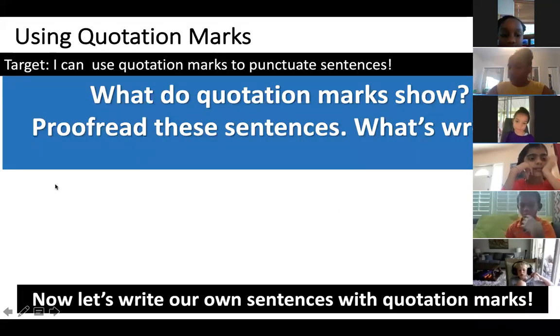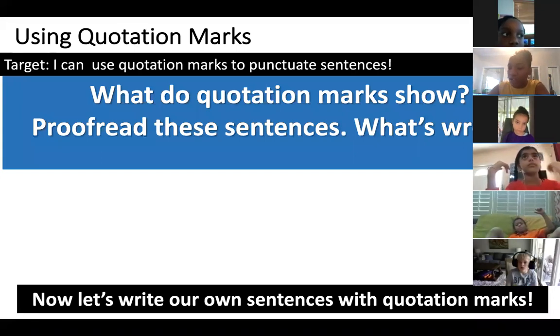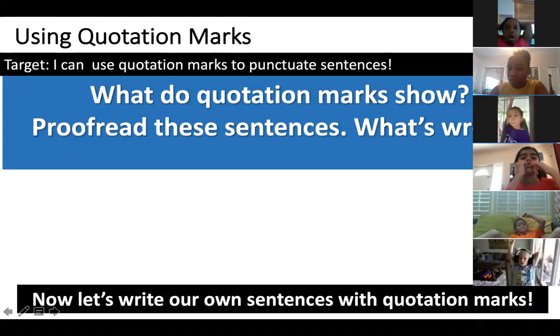Let's have a look at what we've been learning about quotation marks. Now it's showing that our meeting is going to be up in 10 minutes, but we will rejoin, because I have to finish up language and I'll do a bit of science as well. So what do quotation marks show, first of all? What do they show? Why do we use them?